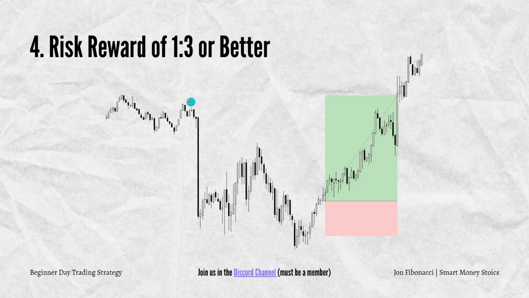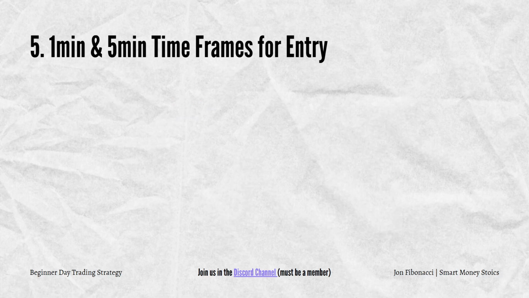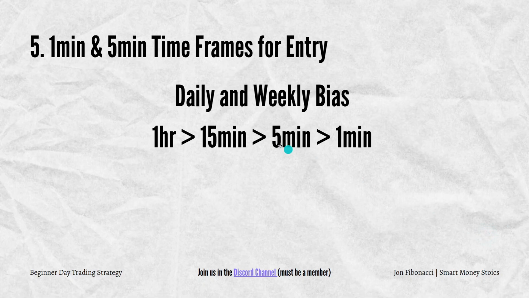All right, so what we can look for is 1 minute and 5 minute time frames for entries. So we do want to keep the daily and weekly bias in mind. That's what the weekends are good for, to analyze the weekly chart as well as the daily chart. You don't want to skip that. A lot of beginner traders skip the higher time frames because they think it's too slow. But I'm telling you, if you align yourself with higher time frames, you're going to have an easier time trading.